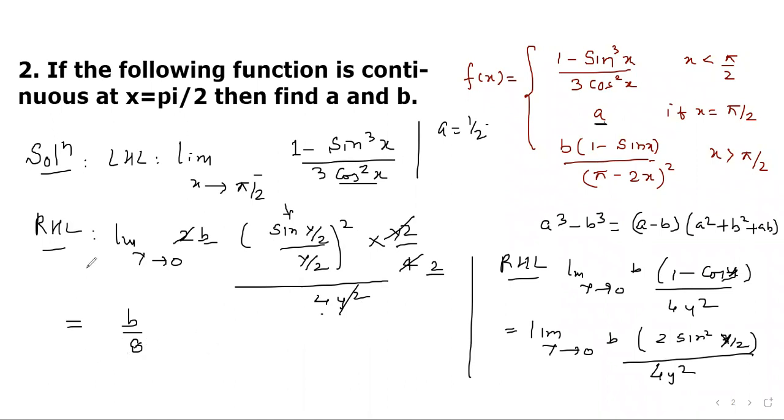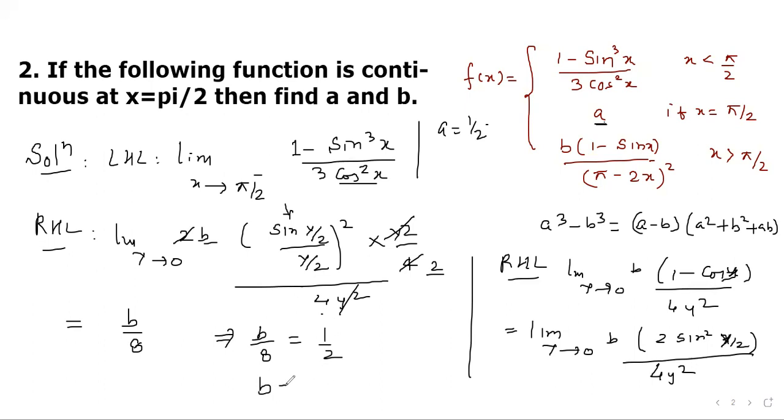So we have got RHL as b by 8, and LHL was 1 by 2. So we can say that b by 8 is equal to 1 by 2.